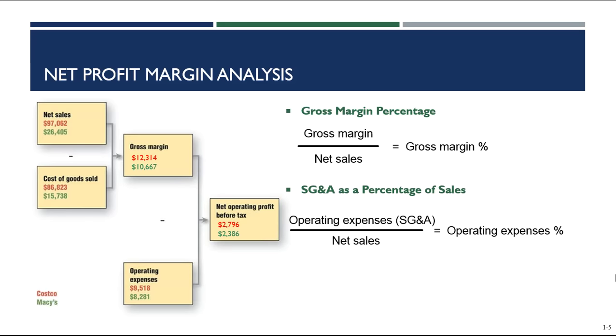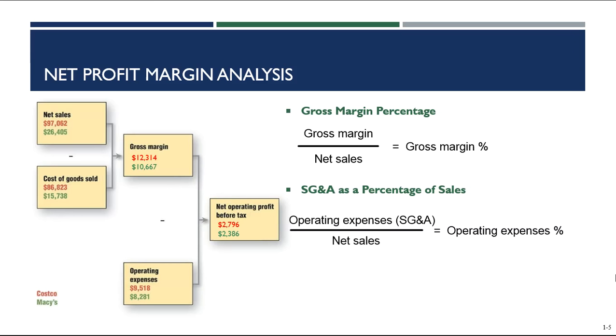Okay. So SG&A as a percentage of sales is the next equation that we're going to look at. And these are our selling and general and administrative expenses. And so when we look at that, we take our operating expenses and we divide it by our net sales. And what this is going to show us is how well we are using our SG&A expenses in an effort to make money.